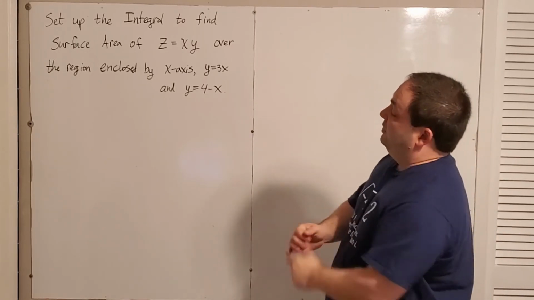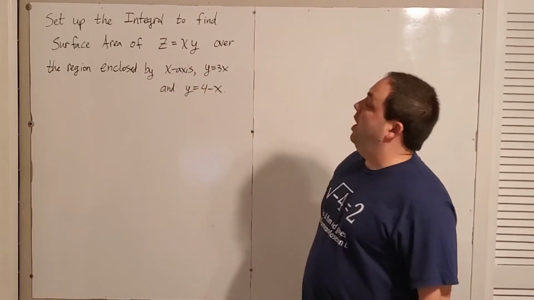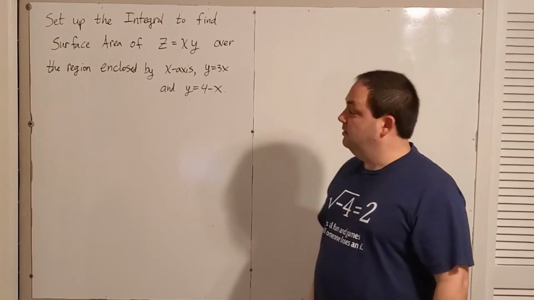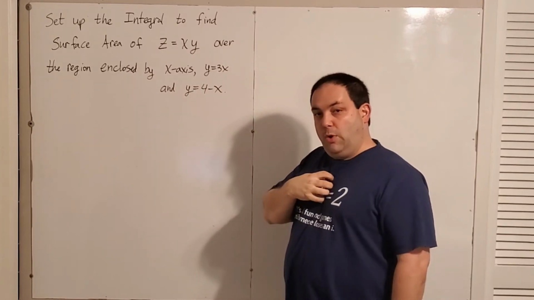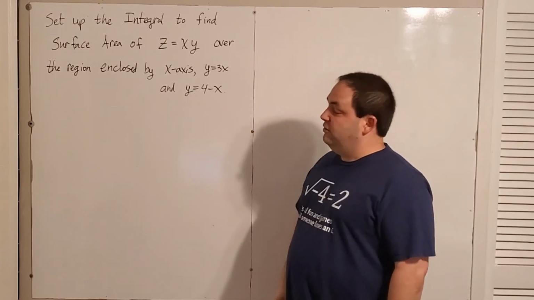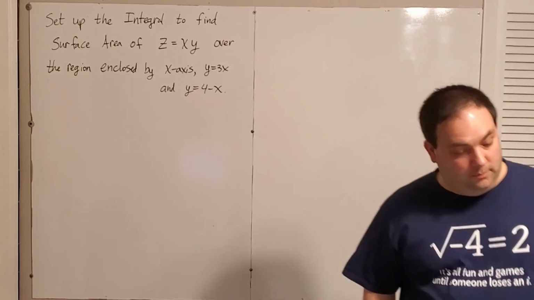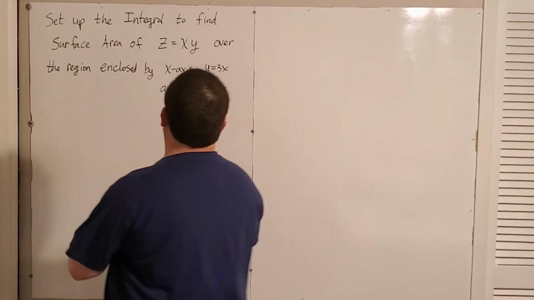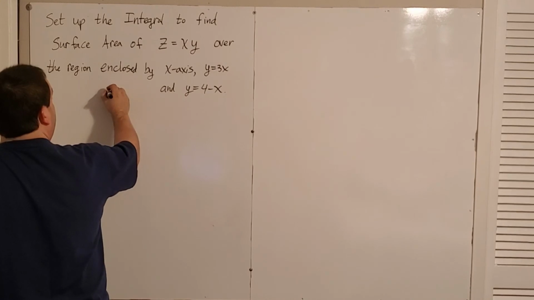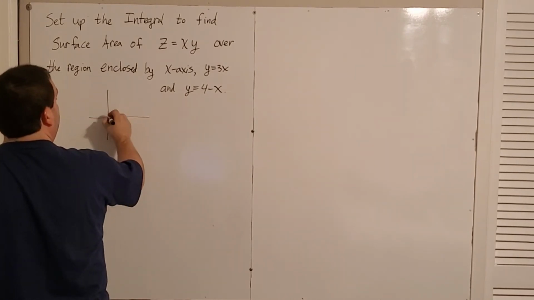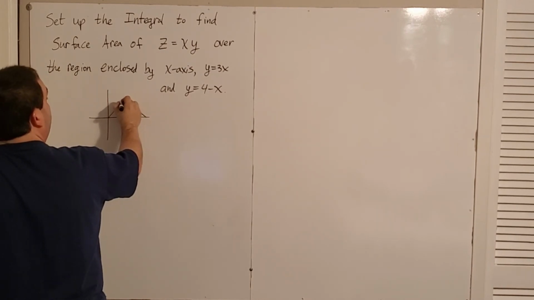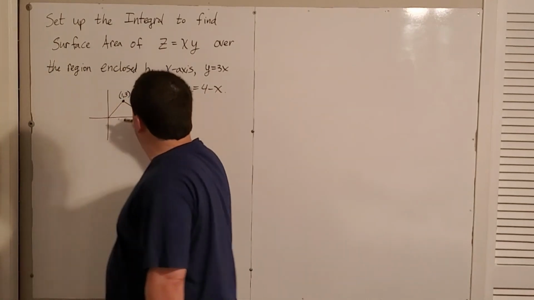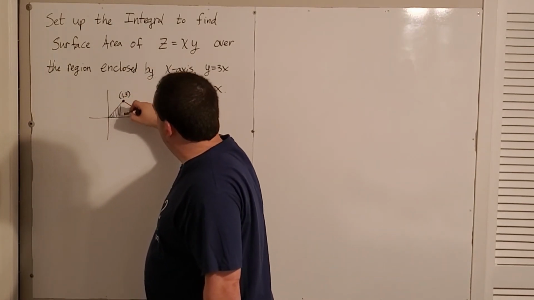So we're talking about the surface z equals xy, right? So we have some surface. And it's over that same region that we were using in the last problem, right? So it's an interesting yet simple region where we get this triangle, right? From here to here. And this point of intersection is the point 1, 3. And we're going to be integrating this region here.